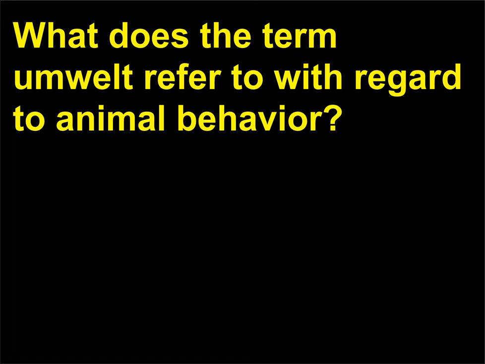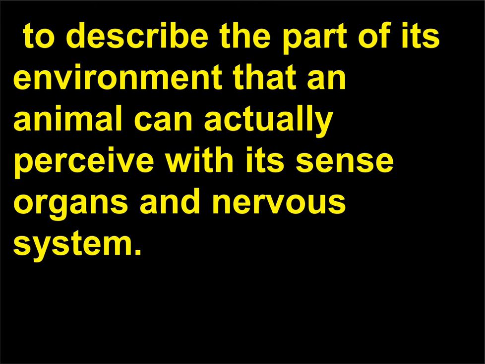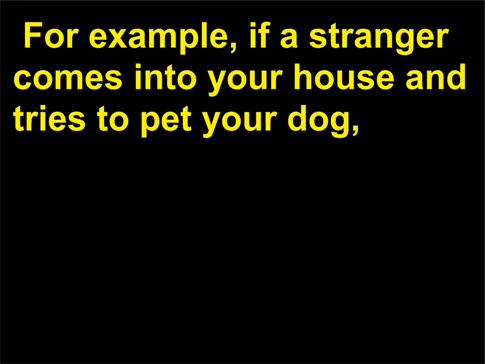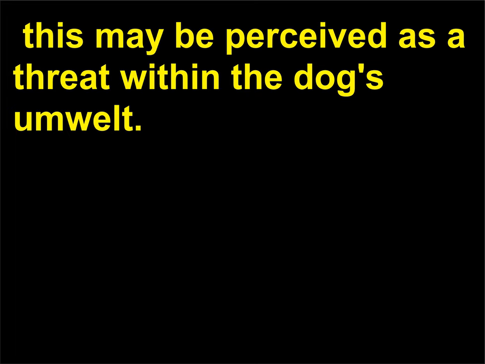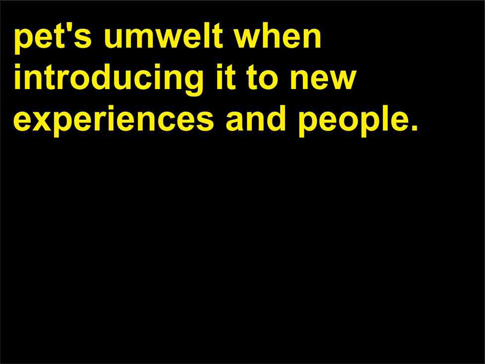What does the term umwelt refer to with regard to animal behavior? Umwelt was first used by Jakob von Uexküll, 1864-1944, to describe the part of its environment that an animal can actually perceive with its sense organs and nervous system. Animals display this concept in the wild, but the same behavior can be seen with domestic animals. For example, if a stranger comes into your house and tries to pet your dog, this may be perceived as a threat within the dog's umwelt. The practical side of this is that you should be aware of your pet's umwelt when introducing it to new experiences and people.